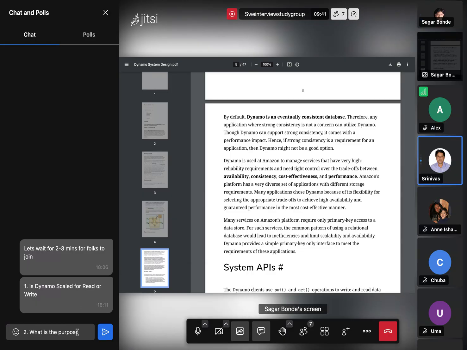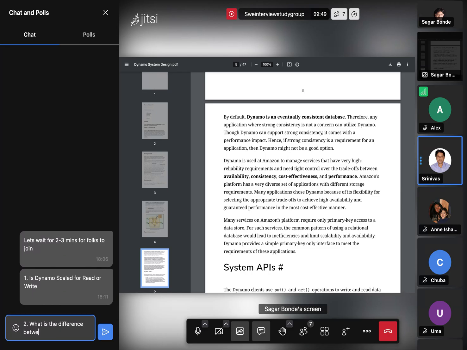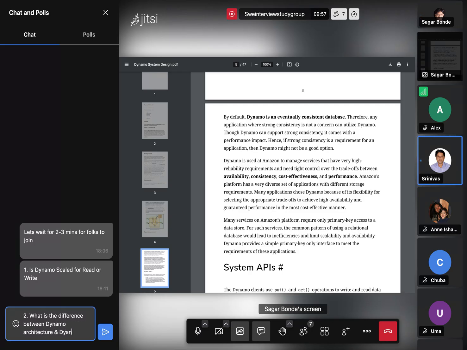The very first question is what is the difference between Dynamo versus DynamoDB? The architecture that we are going over is Dynamo, not DynamoDB. My understanding is that Dynamo is the underlying file system or storage system, and DynamoDB is a database built on top of it.